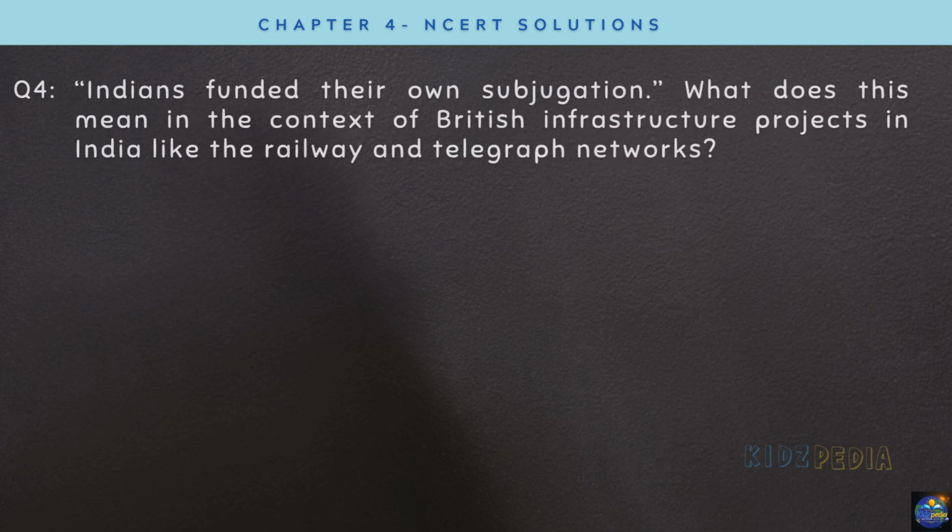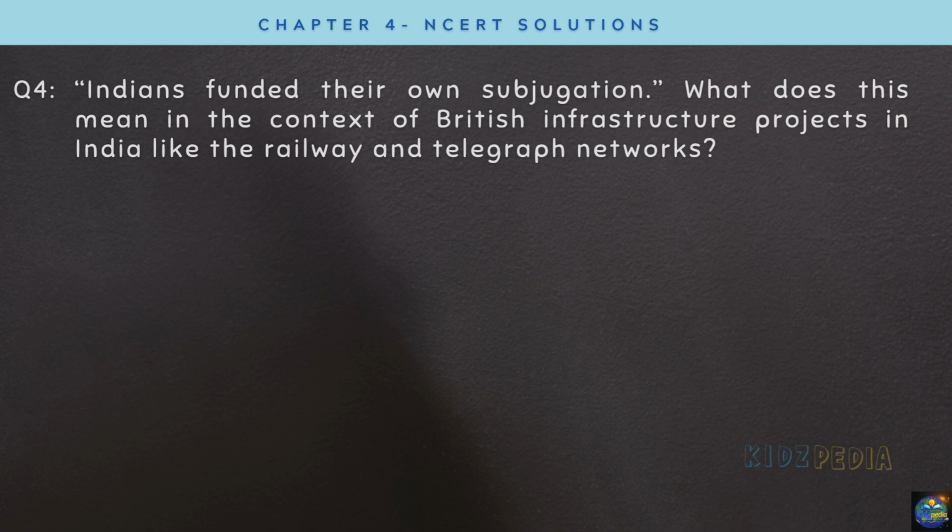Next question. Indians funded their own subjugation. What does this mean in the context of British infrastructure projects in India like the railway and telegraph networks? So here you need to understand the meaning of the statement Indians funded their own subjugation in the context of British projects like railways and telegraphs. Subjugation means being controlled or ruled by others. You need to think about who paid for those developments and who actually benefited from them.